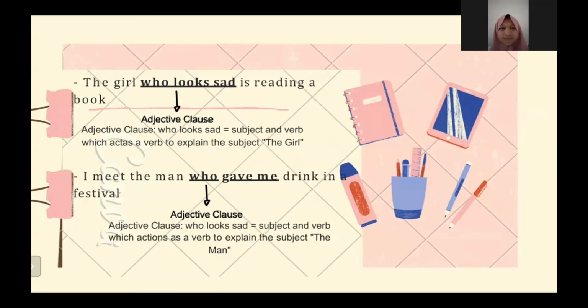Okay, Lily. Now, the example sentence of the relative clause is as follows. The girl who looks sad is reading a book. The adjective clause is found in the sentence: who looks sad, the subject and verb is the girl. I meet the man who gave me a drink in a festival. Okay, so the subject and verb describe the girl and the man like that.